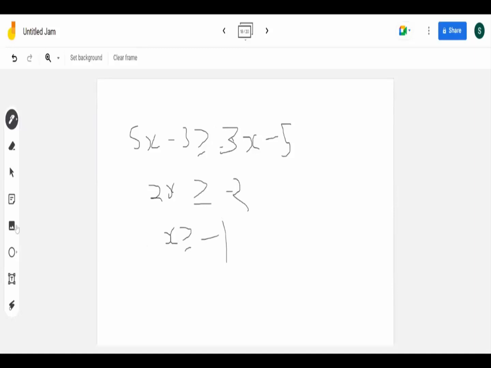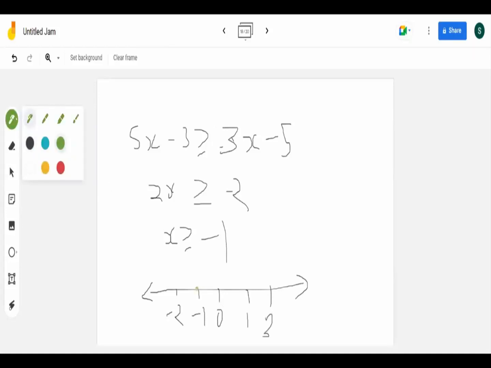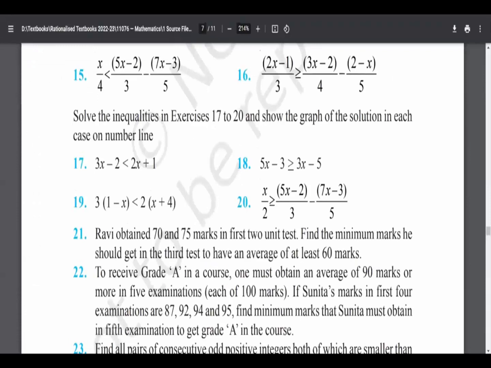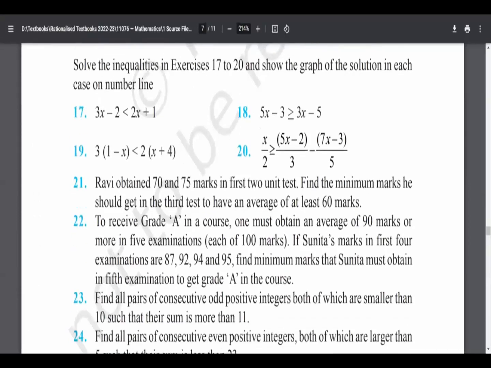Draw the number line. This is minus 2, this is minus 1, this is 0, 1, 2. Now we have to include minus 1. So draw a complete dot here, not a hollow one. And from here greater than, so just darken this line, from minus 1 to infinity. This is x is greater than or equal to minus 1, the green region.